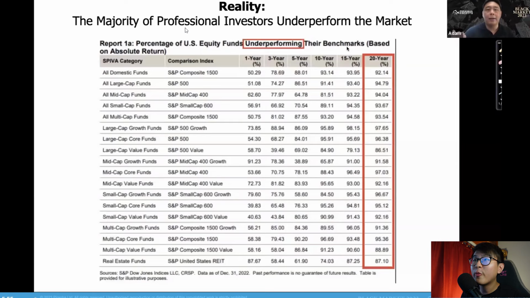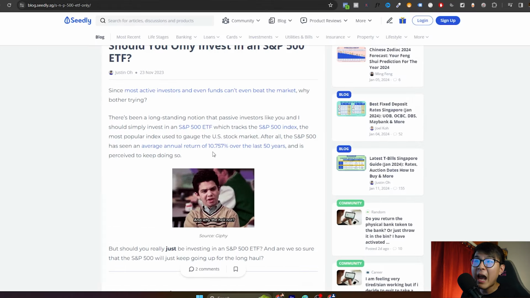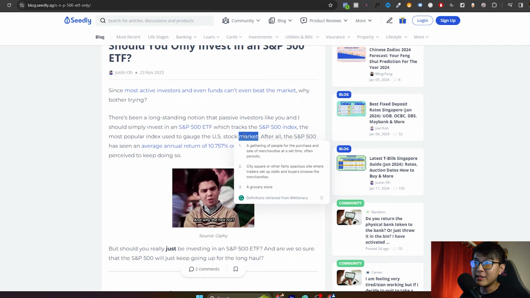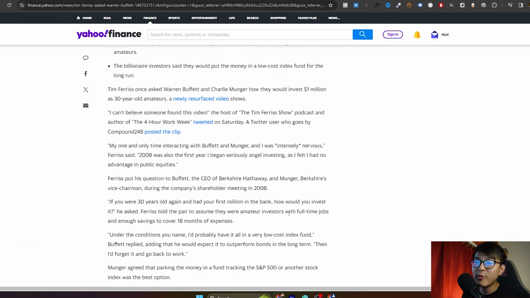The majority of professional investors underperform the market. It means that over a 20-year period, 92% of professional investors cannot even beat the S&P 500, which in layman terms means that they cannot beat this annualized return of 10.7% consistently over 20 years. So if professional fund investors cannot even do that for a lot more complicated reasons, that's probably the reason why Warren Buffett and Charlie Munger recommend most non-professional investors to just pump their money into an index fund.